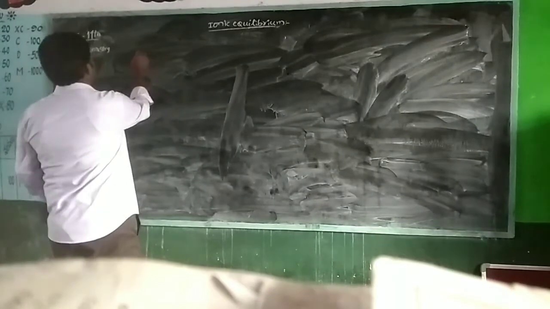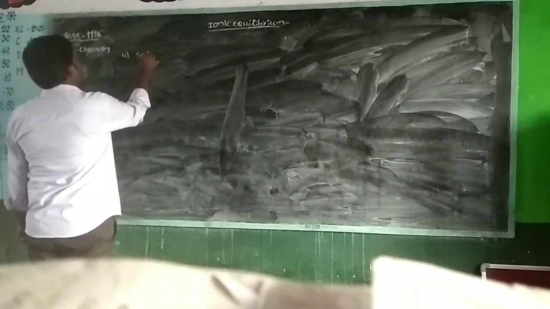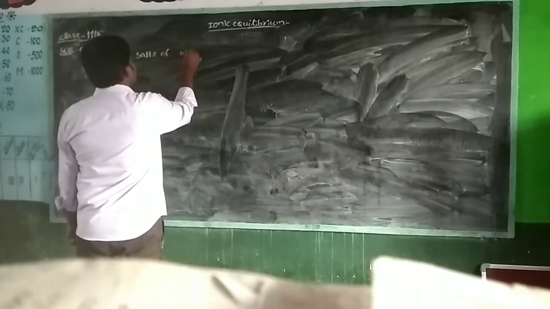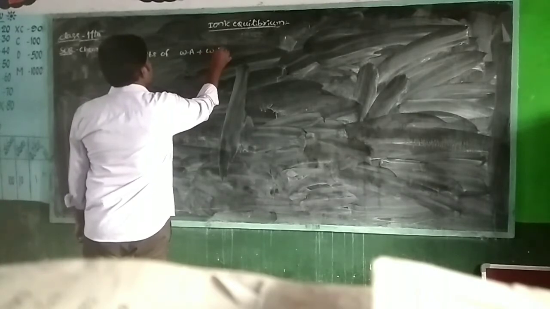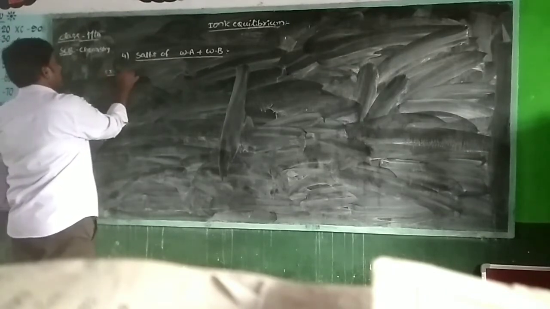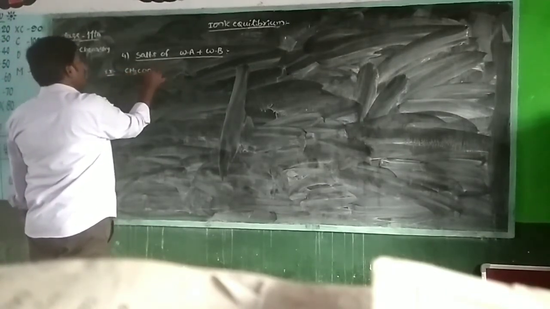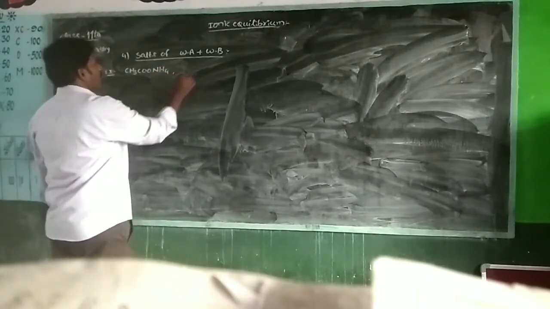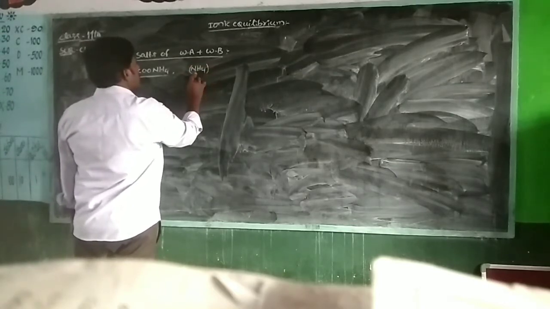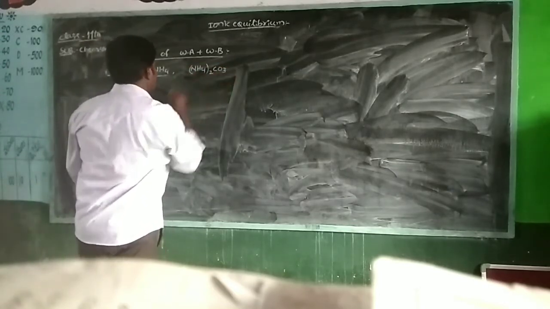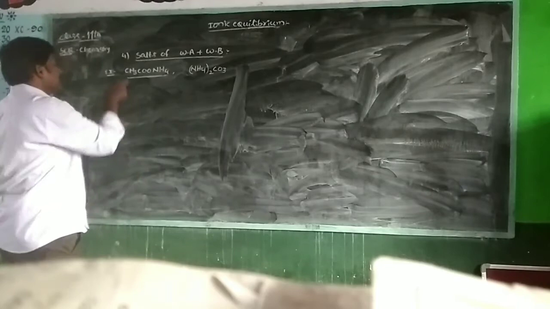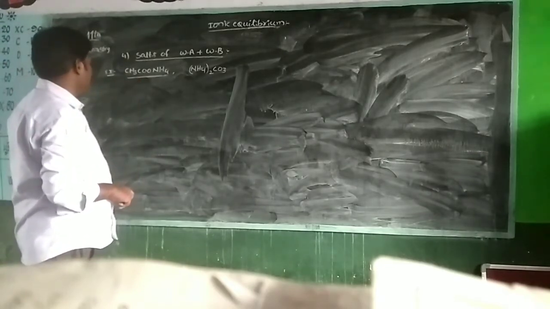The last, fourth type is salts of weak acid plus weak base. Some examples are CH3COONH4, that means ammonium acetate, and ammonium carbonate. How to prepare the ammonium acetate? These are the examples for salts of weak acid and weak base.